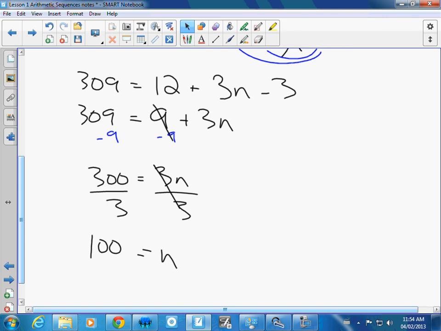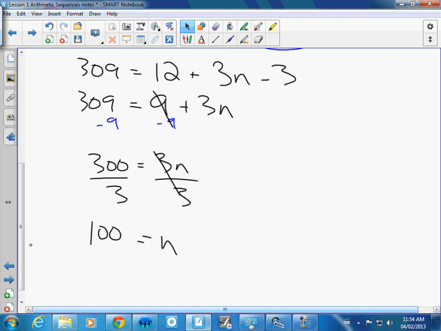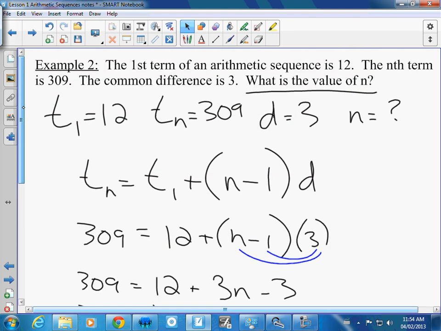Big deal. You can calculate a number. What does it mean? What's it mean? What's n? Okay, the 100th place. And if we counted these out, we start at 12, and we add 3 every time. Once we get to the 100th spot, what is the actual number in that 100th spot? 309, right? So if we actually did this out, we start at 12, and then we go 15, 18, 21, 24. By the time we get to the 100th spot, that number there is 309.